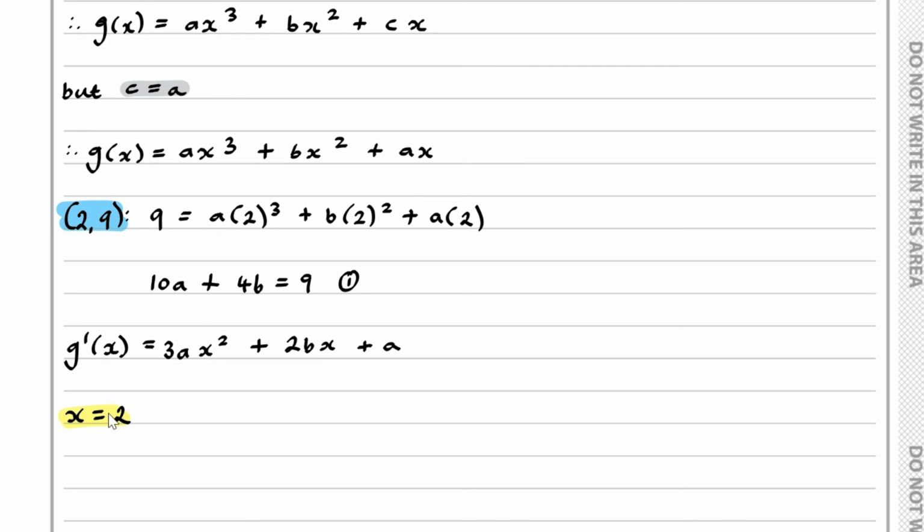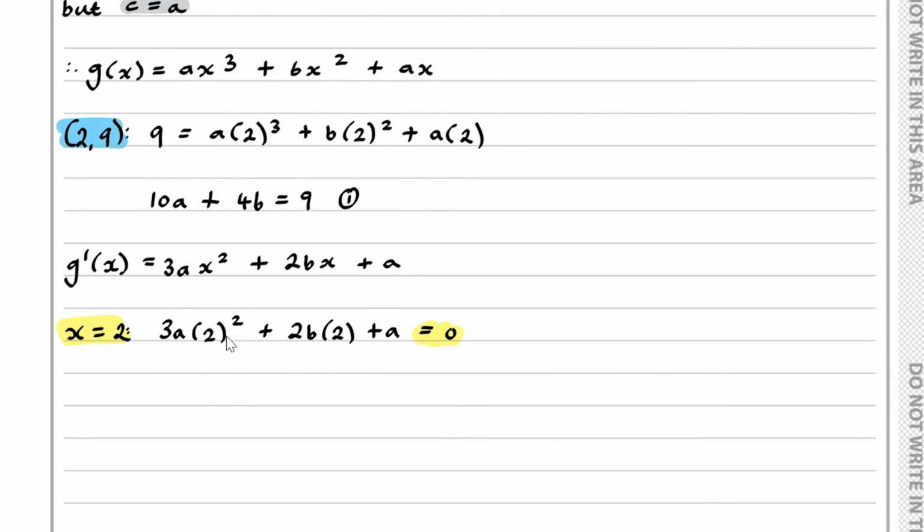And we've got a stationary point at x equals 2. Okay? So when x is equal to 2, we've got 3a lots of 2 squared plus 2b lots of 2 plus a equals 0. The reason it equals 0 is because, again, we've got the stationary point. So if we tidy all this up, 4 times 3 is 12, plus another 1 is 13. So here we have 13a plus 4b equal to 0.